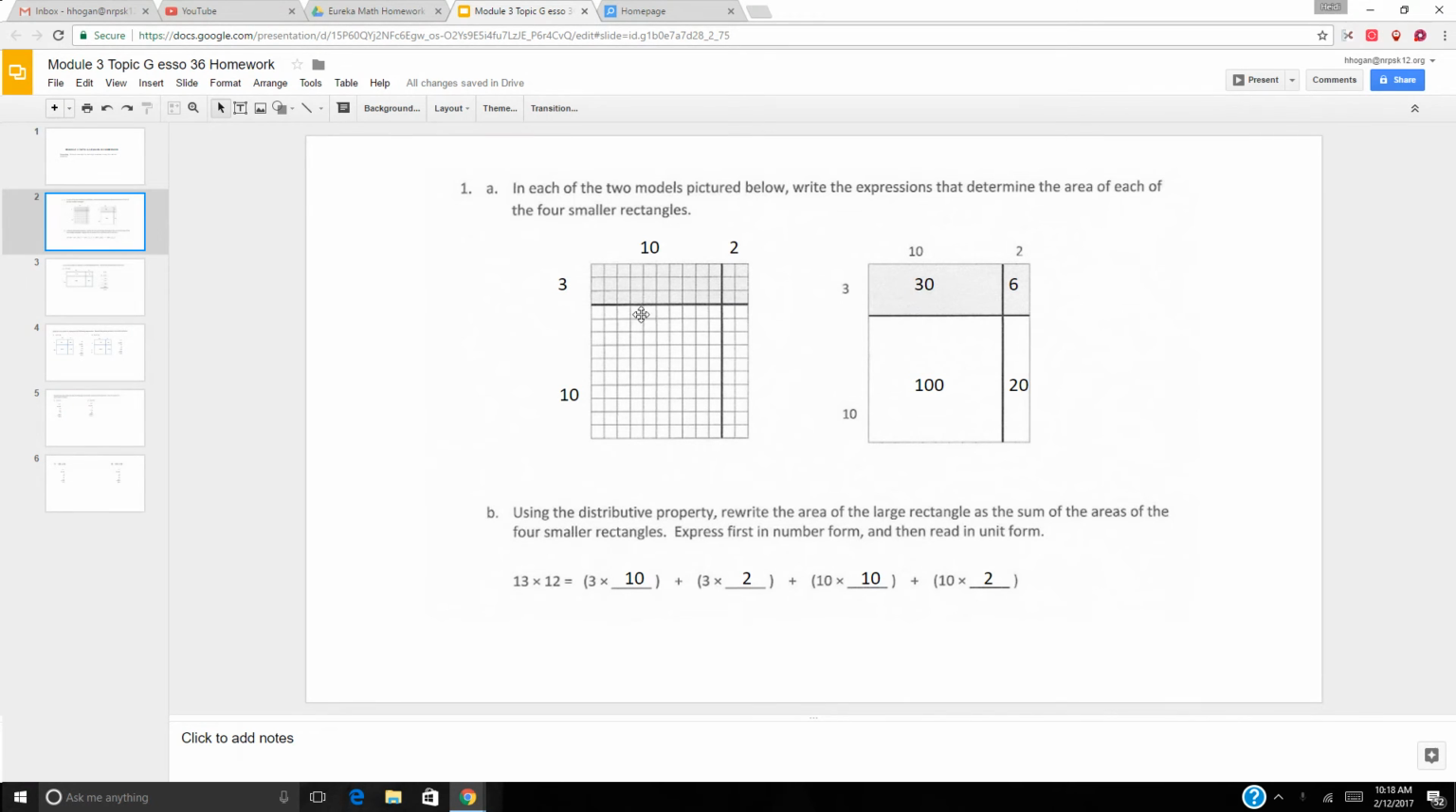10 times 10 is 100. 3 times 2 is 6. And 10 times 2 is 20. And using the distributive property, we can say it's 13 times 12. So first we do the ones place: 3 times 10, 3 times 2. And then we do the tens place: 10 times 10, 10 times 2.